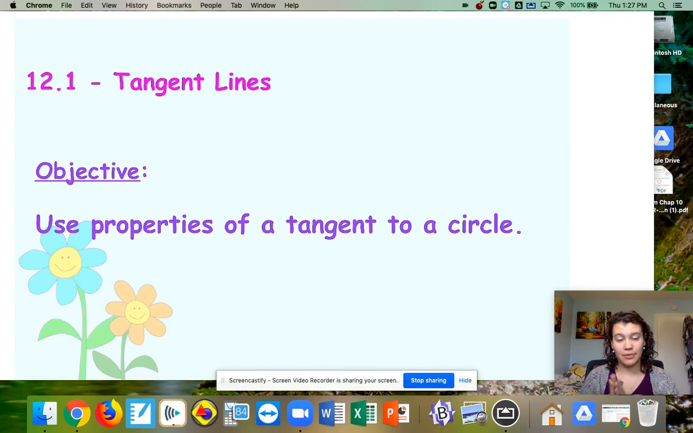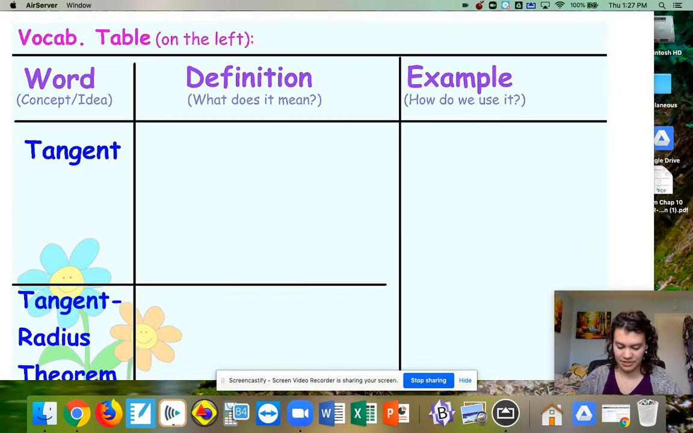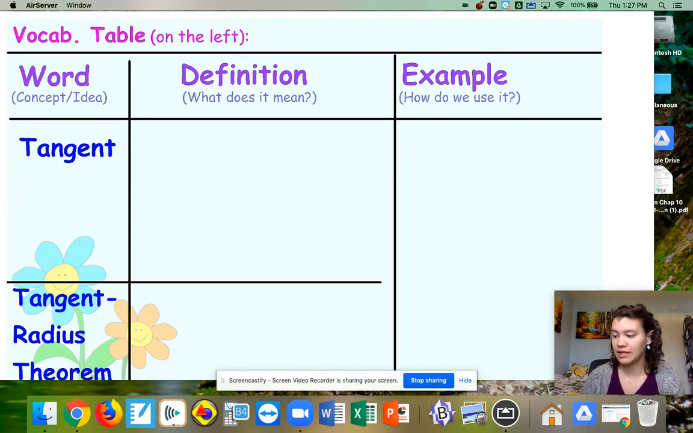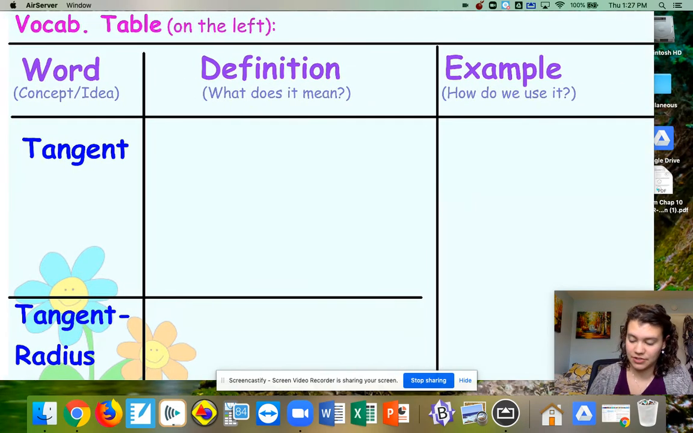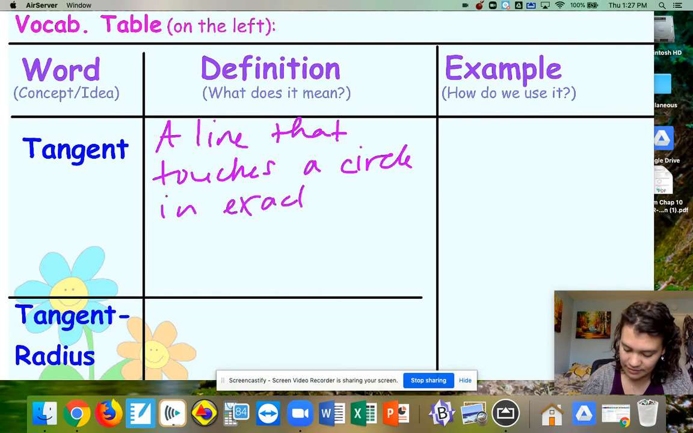All right, today we're going to talk about tangents, what they are and how they relate to circles. So vocab to start off with. A tangent is a line that touches a circle in exactly one point. So a line that touches a circle in exactly one point.